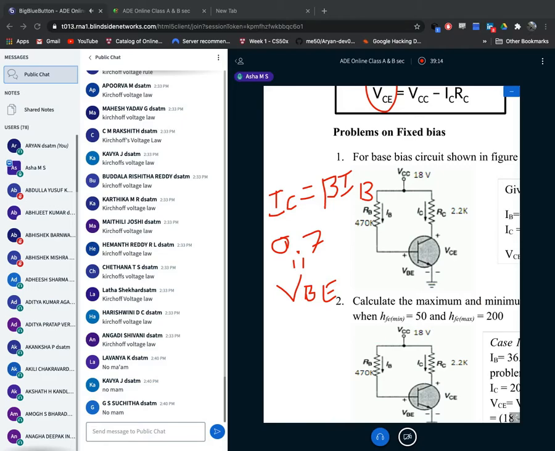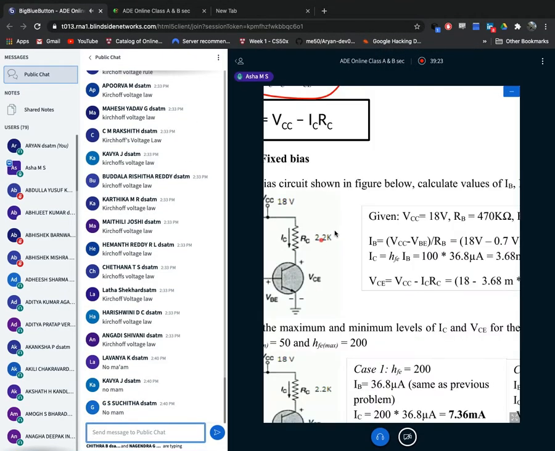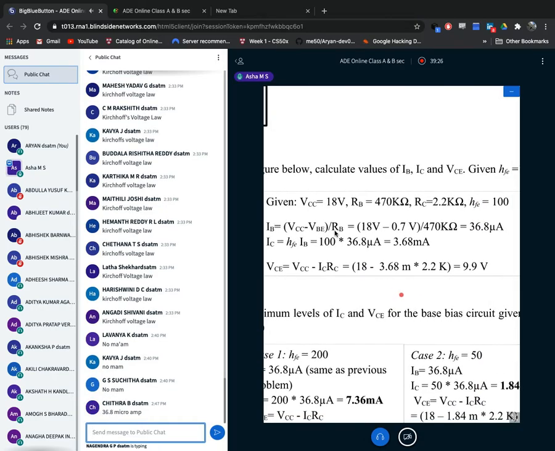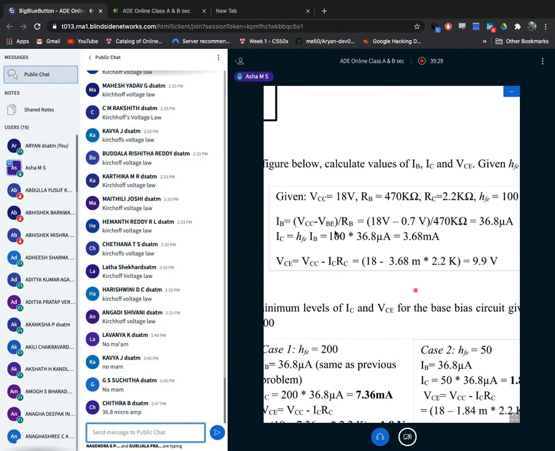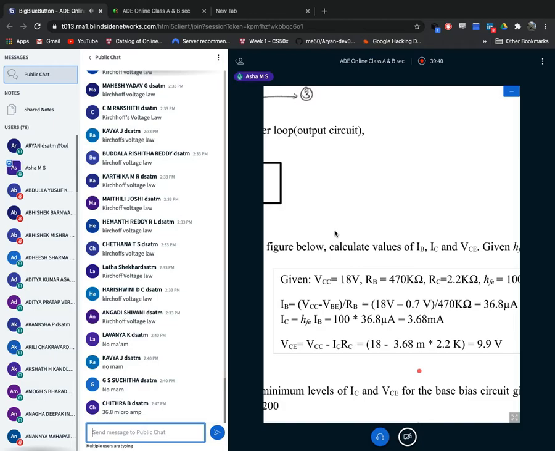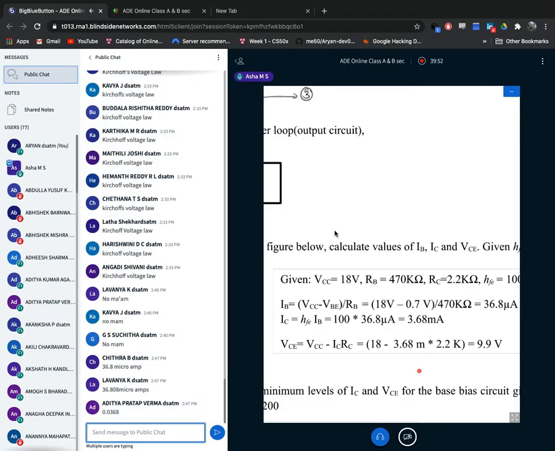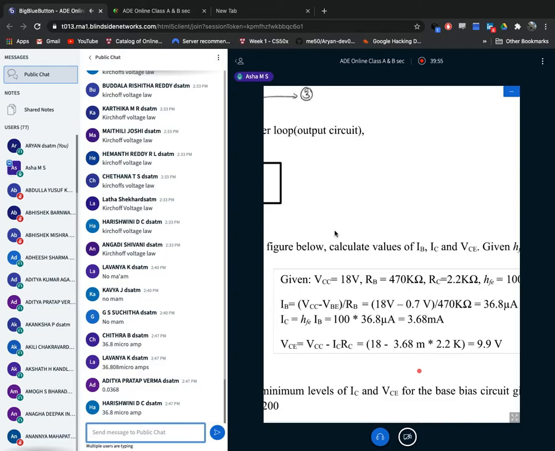Yes, people have given the answers. So you can cross check your answer. IB value is equal to 36.8 microamps. Chaitra B from A section or B section, I don't know, has also given the correct answer. Good. And IC, 3.68 milliamps, is correct.